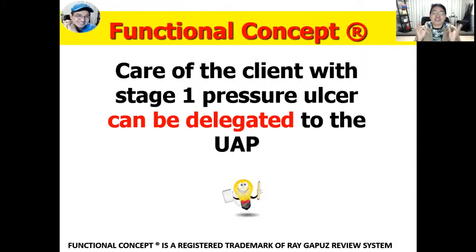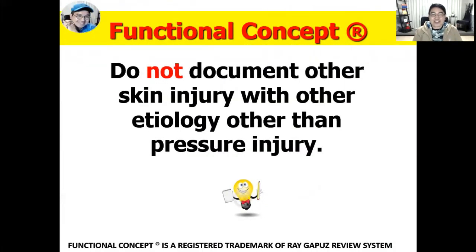Care of the patient with a stage 1 pressure ulcer can be delegated to the unlicensed assistive personnel. Why is that so? You don't have an open wound for stage 1. You just have redness. So you have to make sure the client is turned regularly, to prevent it from progressing any further. So here's another functional concept.